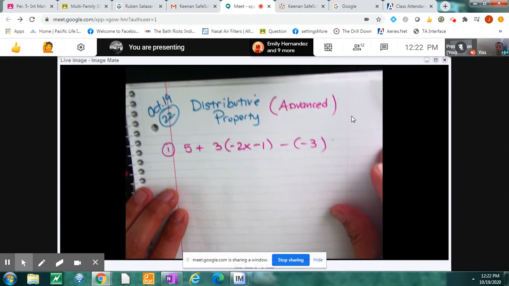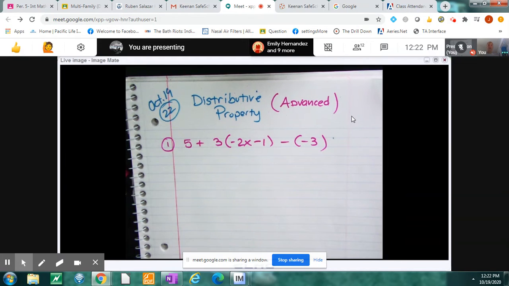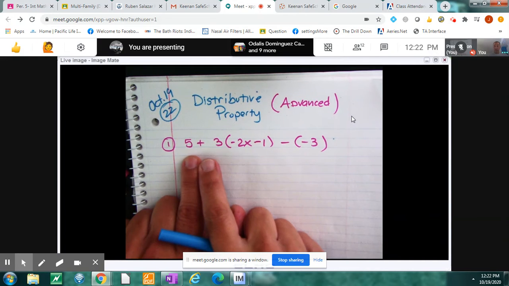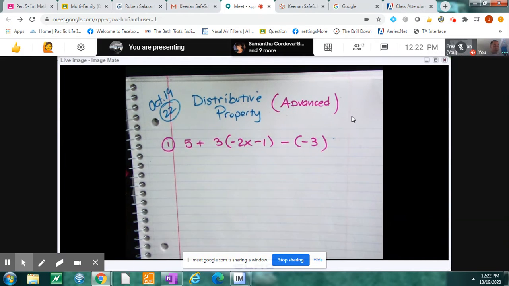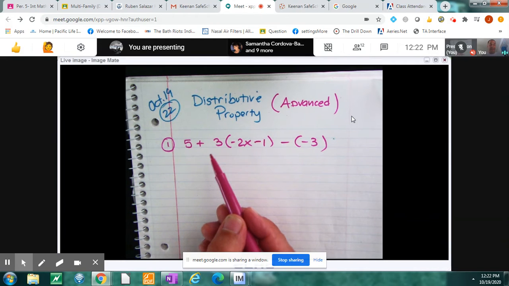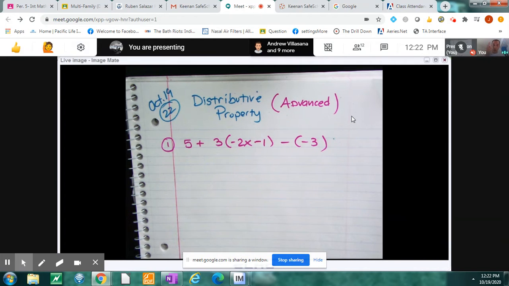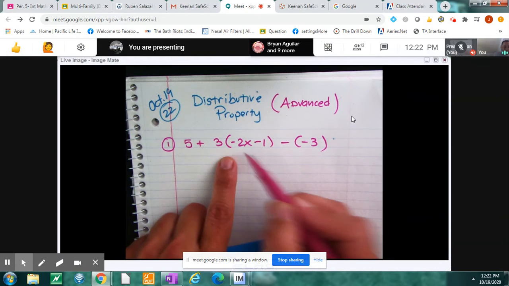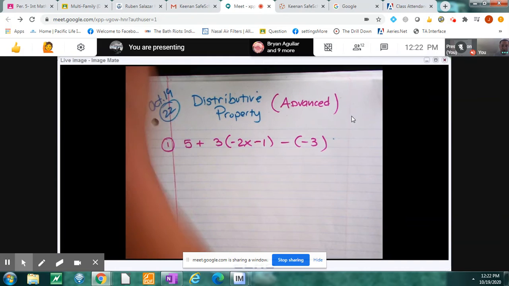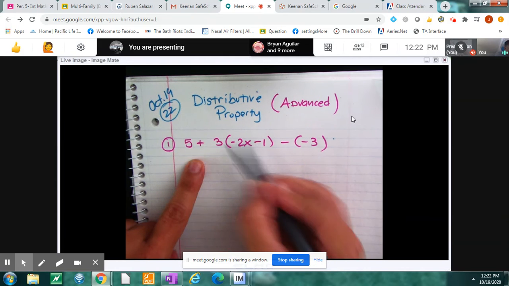So the first thing you're gonna do is, it's a longer expression. You gotta look for your parentheses, which means distributive property, multiplication. A lot of kids want to add 5 plus 3 because that's the first thing they see. So remember, the first thing you have to look for is distributive property. So where is it? Well, here's a parentheses, right? Right here. So this is just kind of a review.